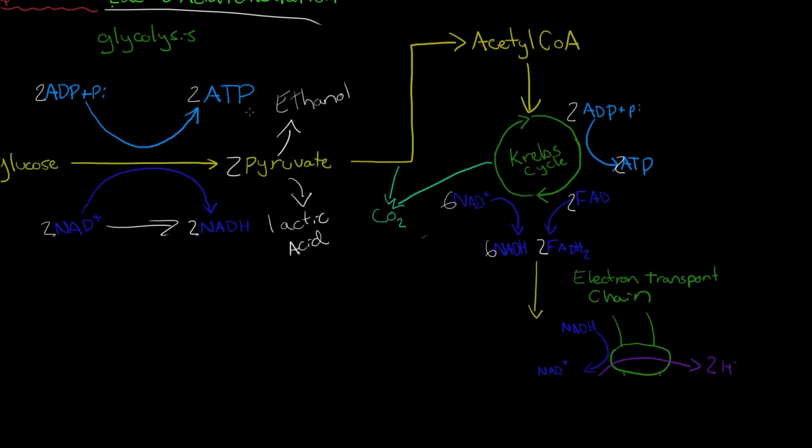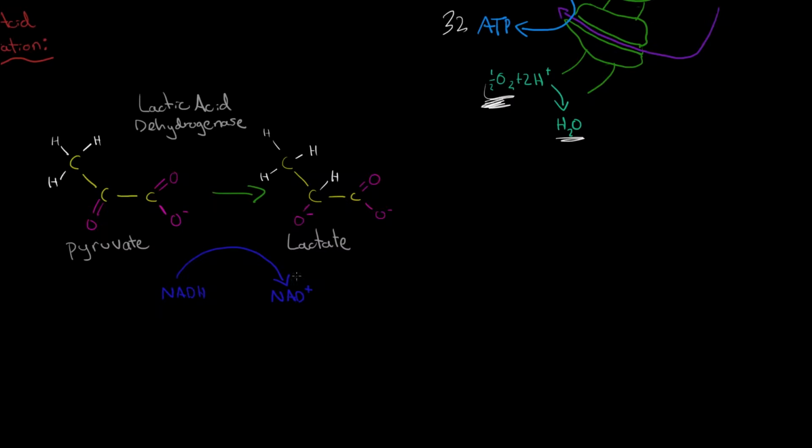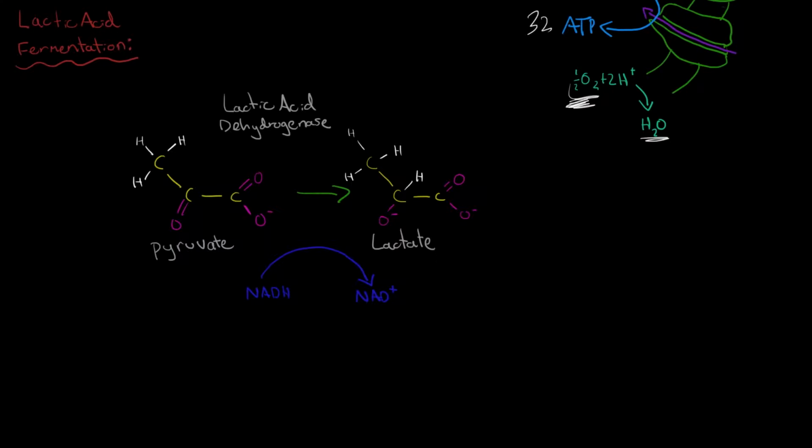So, when we convert our 2 pyruvate here, this is a pyruvate molecule, into lactate or lactic acid, just depends on how you have the hydrogens laid out, we use an enzyme known as lactic acid dehydrogenase to perform this reaction. And what we can see here is that we're reducing pyruvate to produce lactate. And in this process, we are then oxidizing our NADH to produce NAD+.